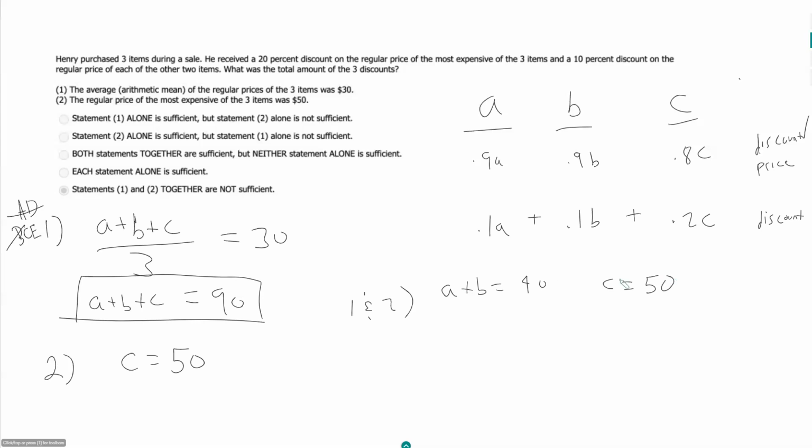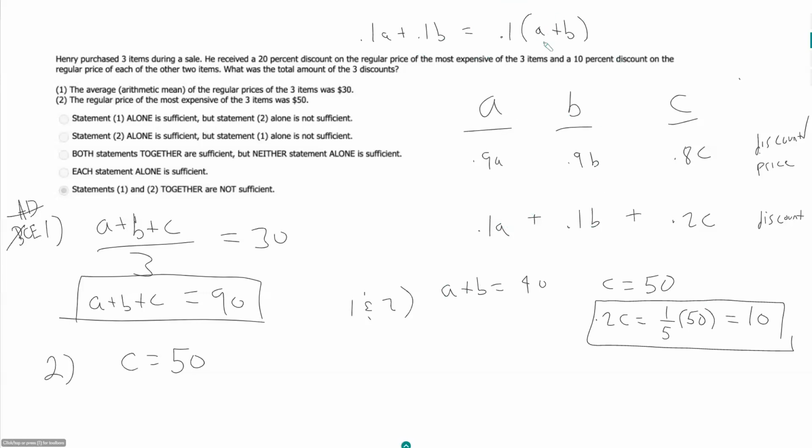So what do I know? I know this means 0.2C is equal to 0.2 times 50, or 1/5 times 50, which is equal to 10. But I don't know what 0.1A plus 0.1B is, I just know what A plus B is. So let's think for a second here, because I'm looking now for 0.1A plus 0.1B, since I already have 0.2C. Well, I can factor out the 0.1 here. So there's just 0.1 times (A plus B). So this really means I just need A plus B, and I know A plus B is equal to 40. So 0.1 times (A plus B) is just 0.1 times 40, which is just 1/10 of 40, which is equal to 4.